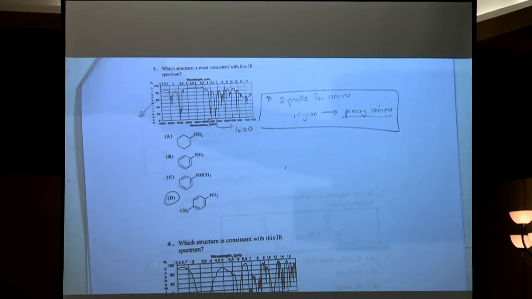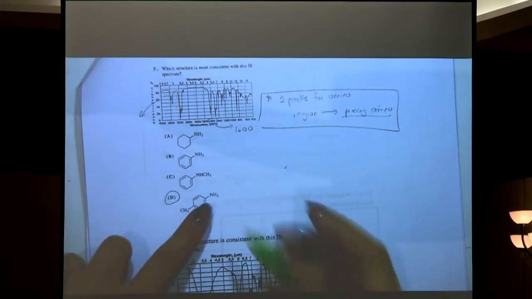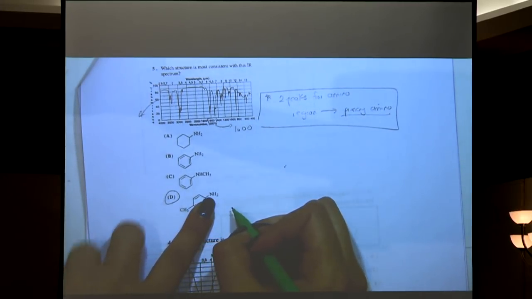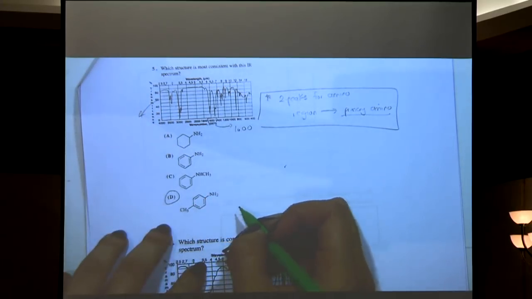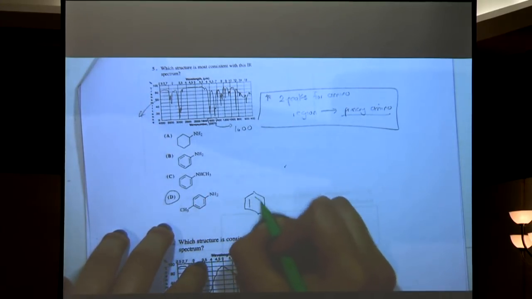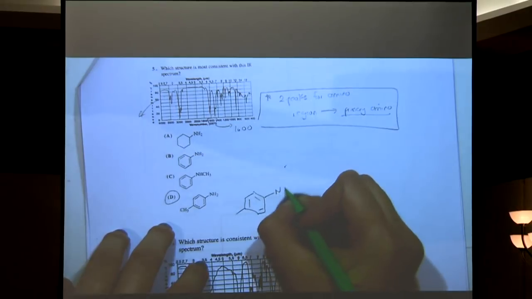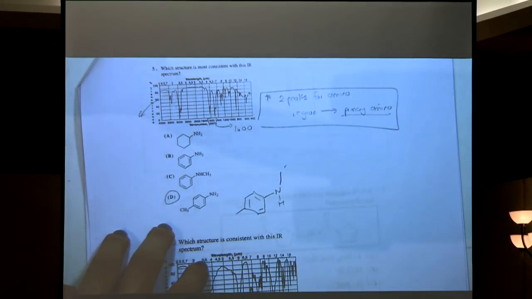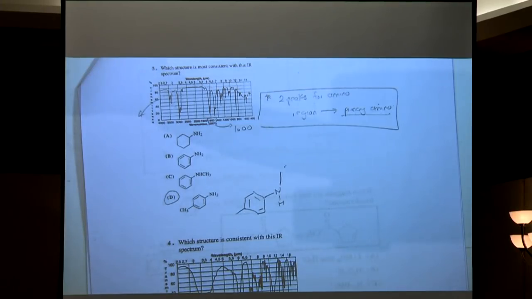If it's one peak, then it means that you wouldn't have those two hydrogens attached to it. So if we look at the actual answer, you have two hydrogens. But if it had one peak instead, then it would be maybe something like that. Instead of a hydrogen, you have a methyl group or something. Yep. Any other questions?